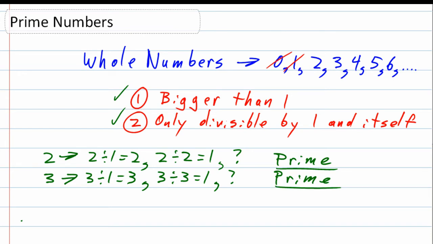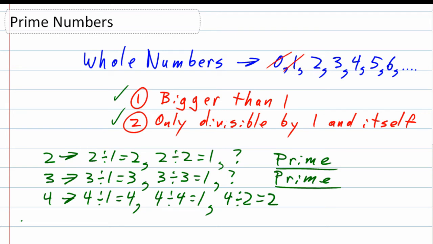And I'm going to go one more down our list here to 4. And although 4 divided by 1 is 4, and 4 divided by itself is 1, I can think of something other than 1 or 4 itself that divides evenly into 4. So for example, 4 divided by 2, that divides evenly. So the fact that we found something else other than 4 and 1 that divides evenly into 4 means that this is not prime.